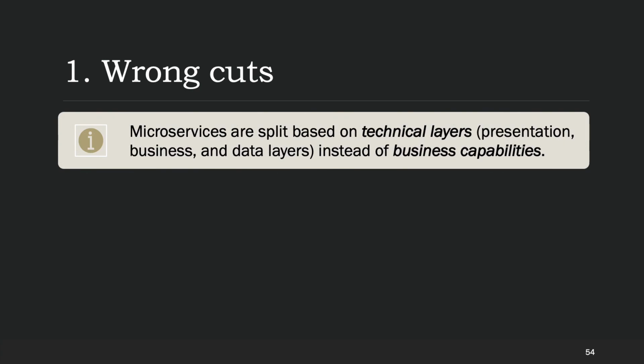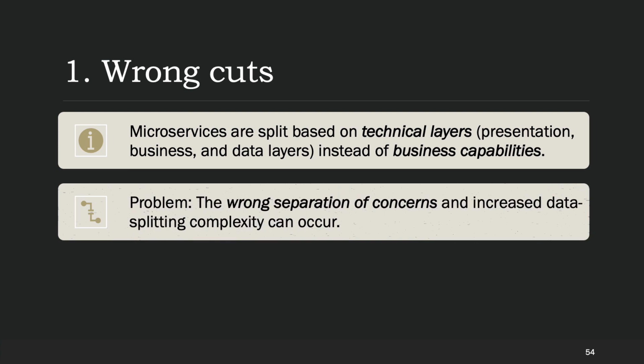Wrong cuts turn out to be one of the most frequently mentioned smells and one of the 2 smells considered the most harmful. Based on the practitioners' answers, splitting a monolithic application is always a complex task, especially because developers are used to splitting applications into horizontal layers. So think about splitting it into database and business logic and so on. They tend to adopt such an approach out of habit instead of considering splitting applications based on the business processes. The problem that this may cause is an incorrect separation of concerns and increased data splitting complexity, which can of course burden the performance quality attribute.